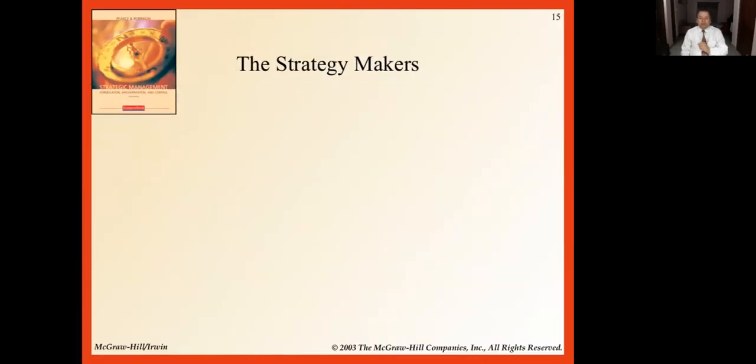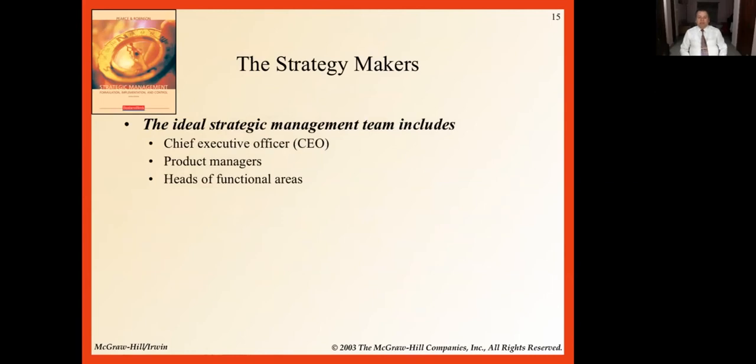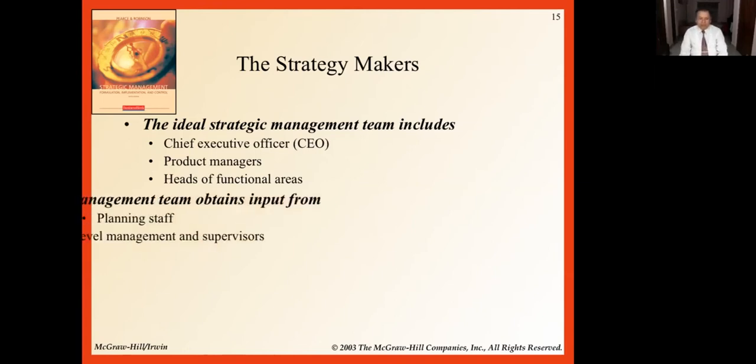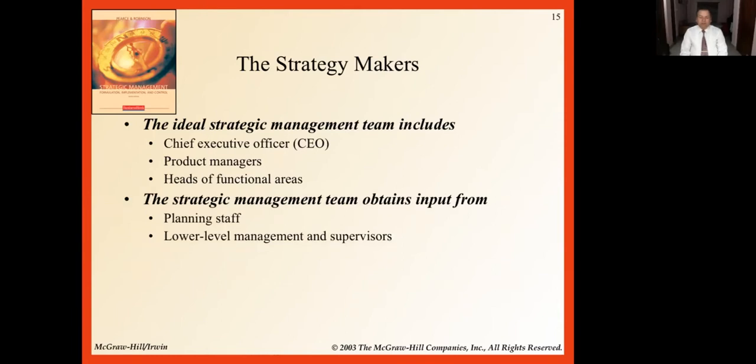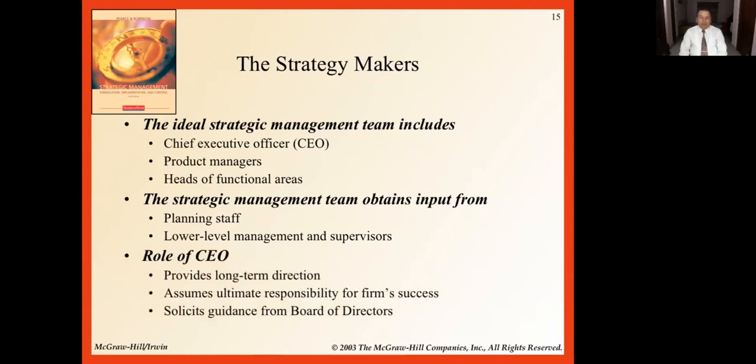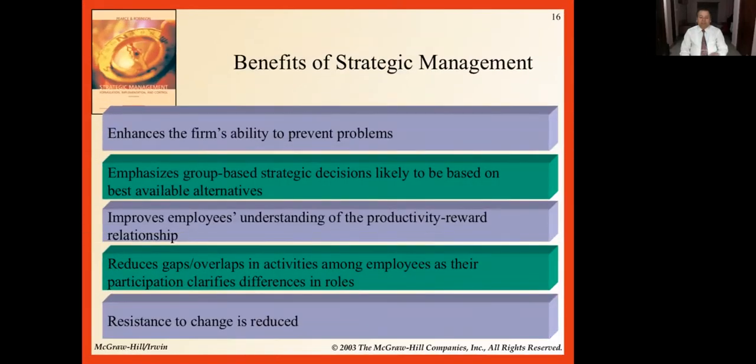And then you have the strategy makers. Who makes these? The ideal strategic management teams are CEOs, product managers, and heads of functional areas. The strategic management team obtains input from planning staff and also lower level management staff. The role of the CEO is to provide long-term direction, and he assumes ultimate responsibility for firm success and solicits guidance from the board of directors. What is the benefit? It enhances the firm's ability to prevent and anticipate problems, emphasizes group-based decision making, improves employees' understanding of the productivity and reward relationship, reduces gaps and overlaps in activities among employees, and potentially reduces resistance to change.